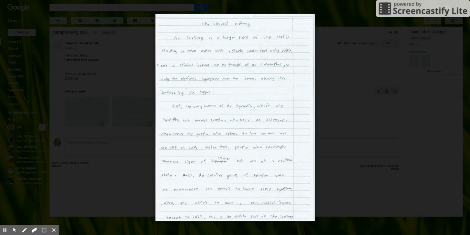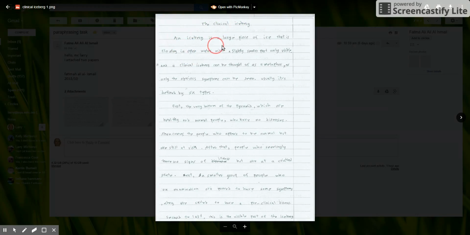Okay, Fatima, this is your clinical iceberg, and let's just see how you did. First of all, thank you for writing on lined paper. But just a quick point: there should also be a margin on this side of the paper, not just on this side of the paper. But anyways, you have a title.